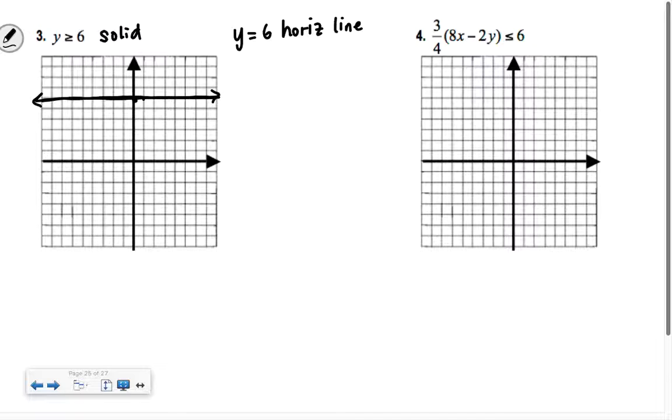You could still pick a point. You can pick 0, 0 and plug it in. You get 0 is greater than or equal to 6. That's false. Or you can just say, oh, wait, I want all y values that are bigger than 6. Would that be above or below the line? It'd be above the line, right? Every single point that has a y value bigger than 6 is above that line.